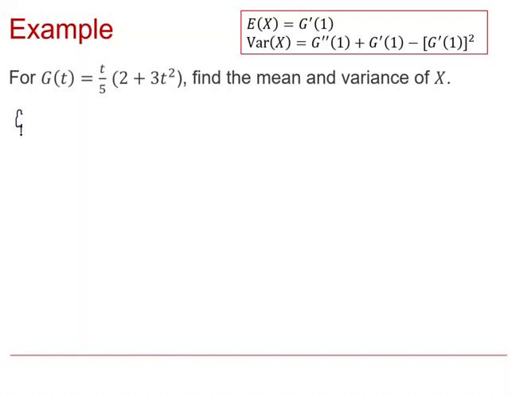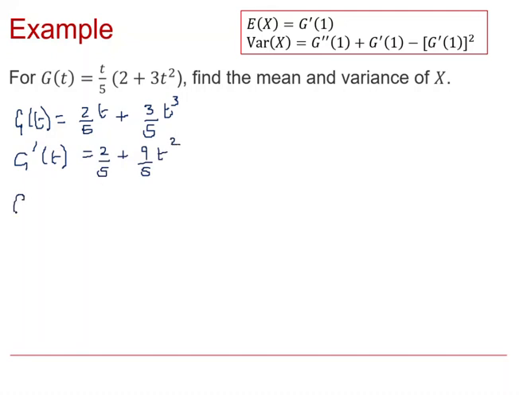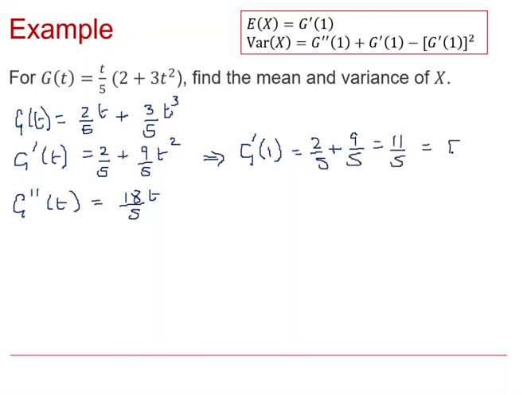So the first step probably would be to write out our generating function in terms of the sum of two expressions in terms of t, and that makes it nice and easy to differentiate once, which would give me 2/5 plus 9/5 t squared, and if I differentiate a second time, the 2/5 will differentiate and give me 0, and I will get 18 over 5t. And then simply substituting t equals 1 into the expression for the first derivative, I will get that G'(1) is 2/5 plus 9/5, which is 11/5, and that then directly gives me the mean or the expected value of x.